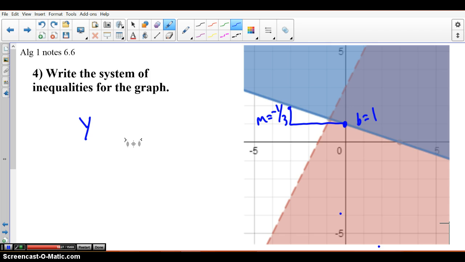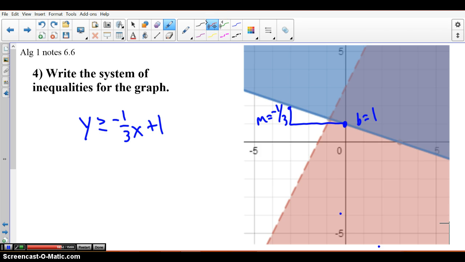So right away, I'm going to say, well, then y is, well, what is y? If it was an equation, this would be simple enough. We'd say y equals. But in this case, notice all the blue shading is above. That tells me it's greater than. And it's a solid line, which tells me it's equal to. So y is greater than or equal to negative 1/3 x plus 1.